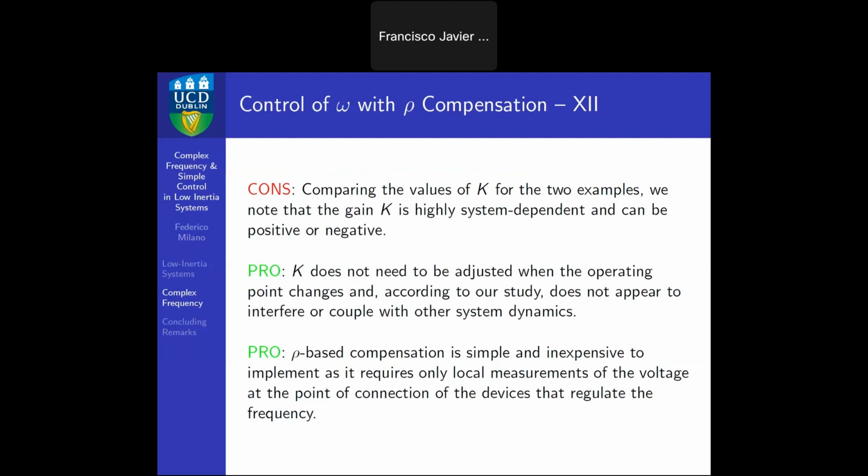Probably the most important advantage is that it's inexpensive, because at the end, we measure the voltage anyway. Rho is a little additional calculation that is the derivative of the voltage as well. But once you measure the voltage, that is not a big deal. And then it's just an additional signal that you add to whatever control you already have. It's nothing more complicated than that. So it's inexpensive, I would say.